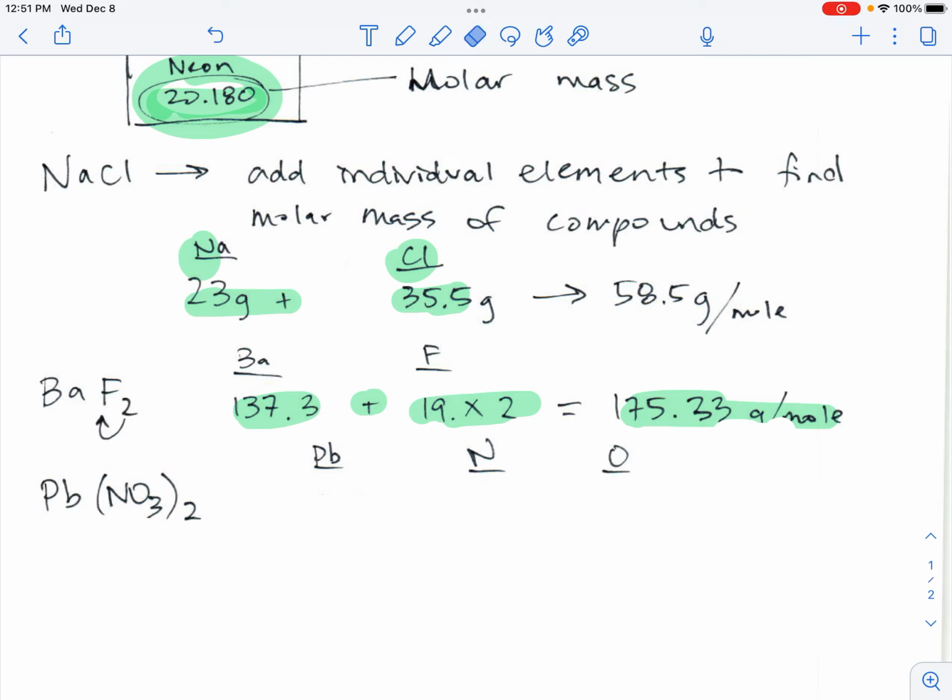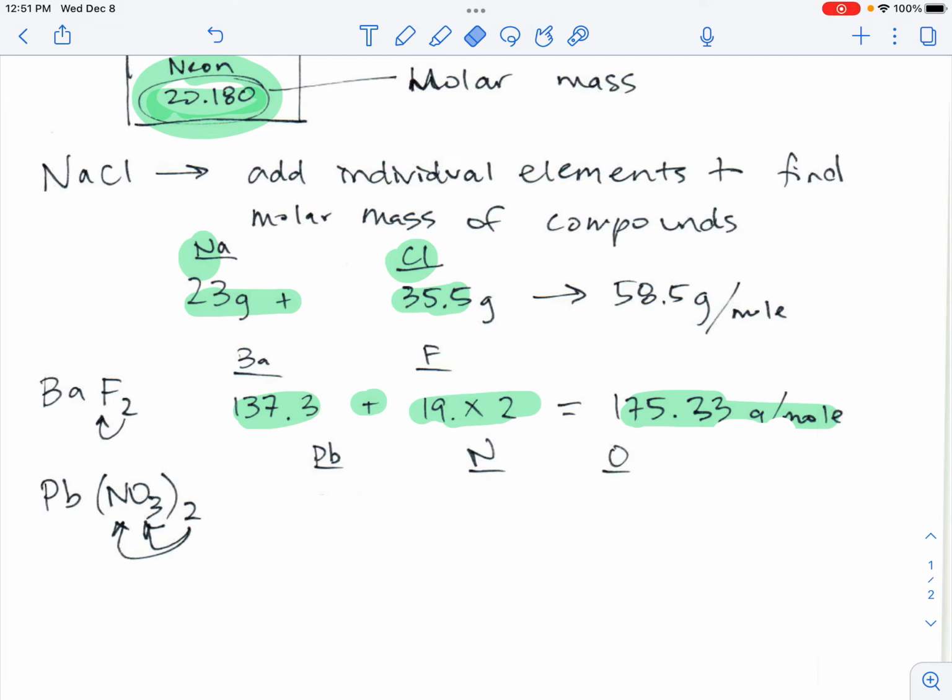Here's the thing. By now, I think you understand that the 2 there means 2 fluorines. If it's parentheses, guess what? It means you have 2 of everything in the parentheses, so it distributes twice. So you would have 1 lead, and then 2 nitrogens and 6 oxygens, which is 2 times 3 for the oxygens.